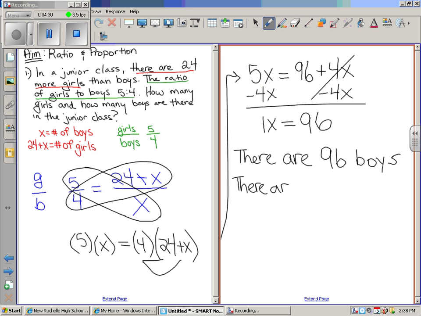And there are 96 plus 24. What's 96 plus 24? 120 girls. Ooh, that's a lot of girls.